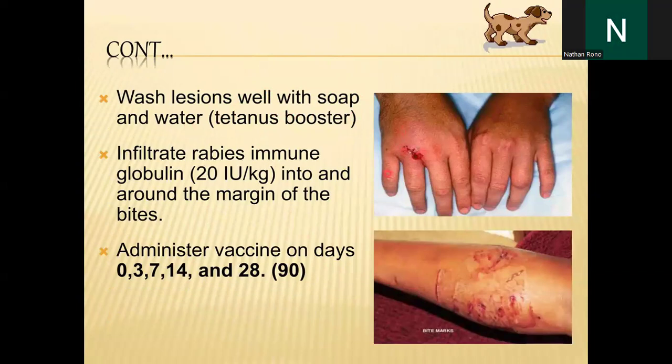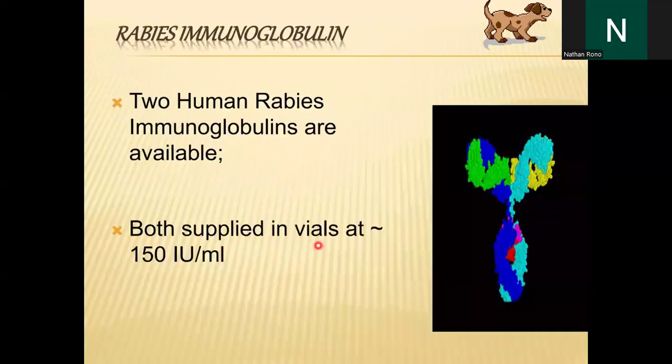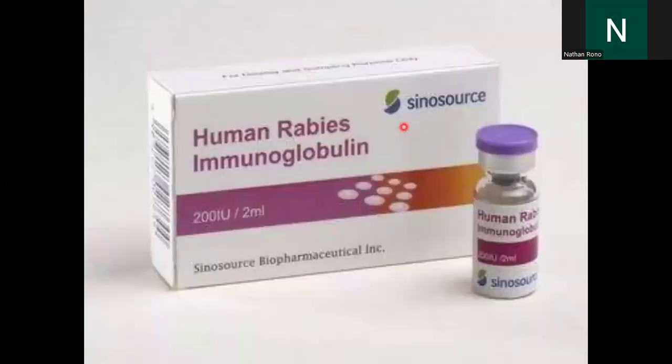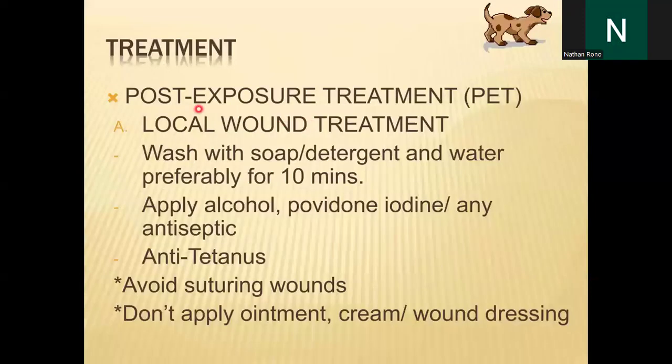So you can see here, infiltrate rabies immunoglobulins, 20 international units per kg, into and around the margins of the bites. Administer vaccines on days 0, 3, 7, 14, and 28, then possibly the 90th day, so after 3 months. As I had mentioned, the immunoglobulin, I had explained the wound cleaning. So this is how it looks. This is the brand for the rabies immunoglobulin.